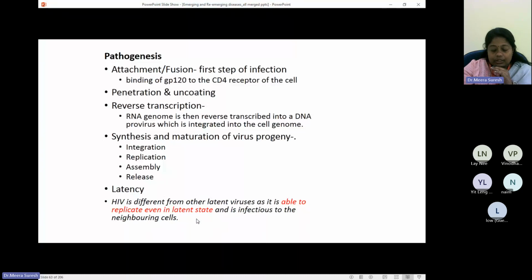And once the CD4 number is reducing, which is actually the T lymphocytes, and T lymphocytes are a very important part of the immunity. The T lymphocytes and the B lymphocytes are a part of the adaptive immunity. So the CD4 cells reducing means the immunity is reducing.